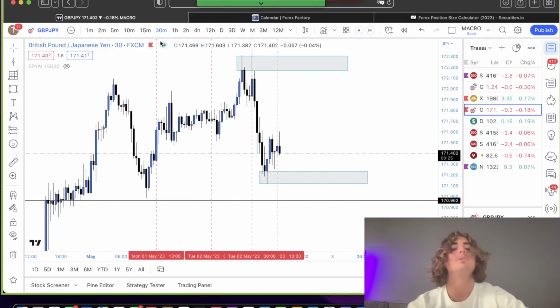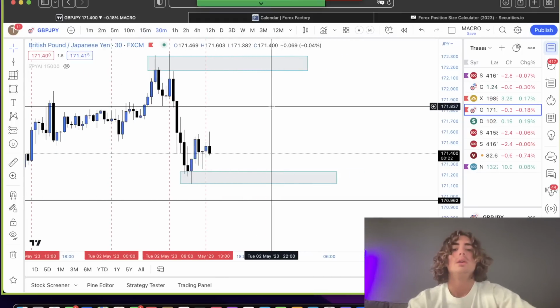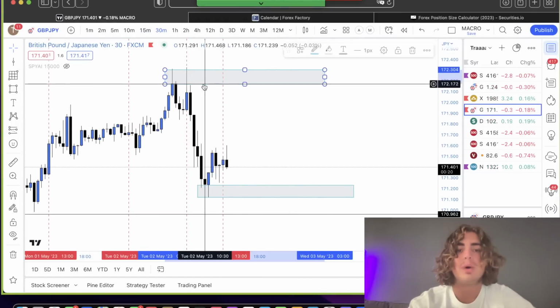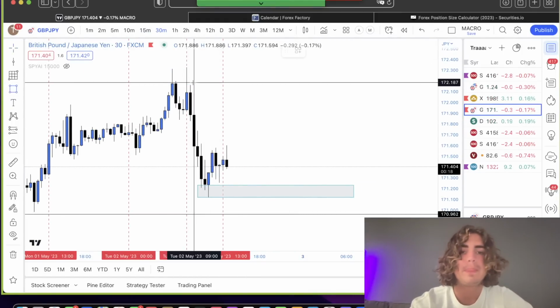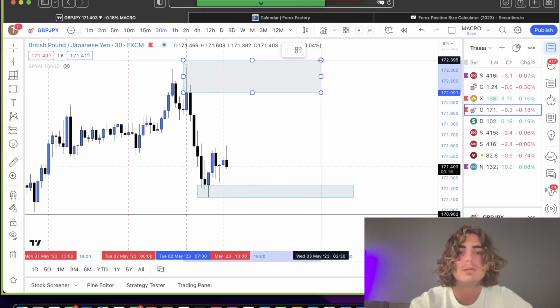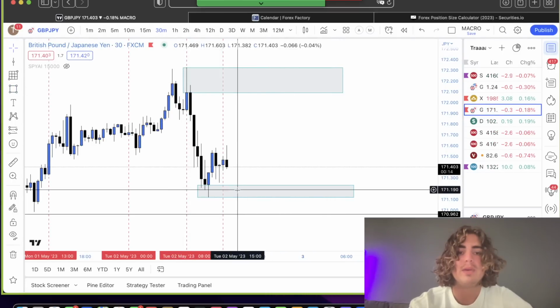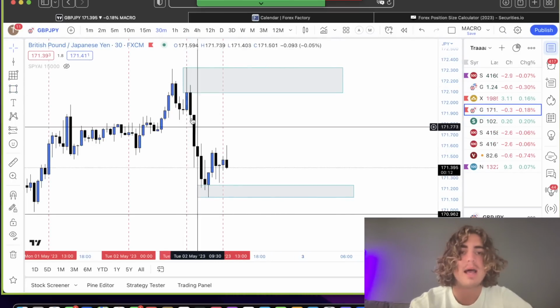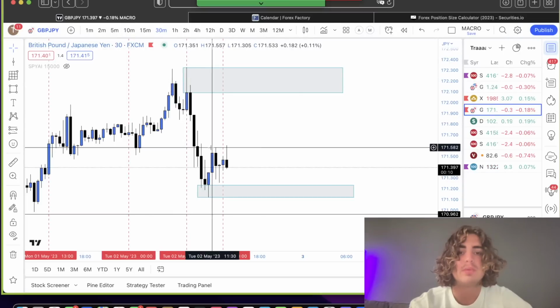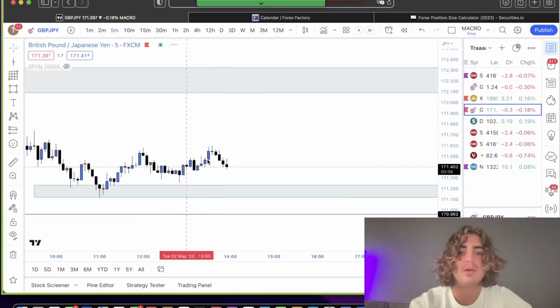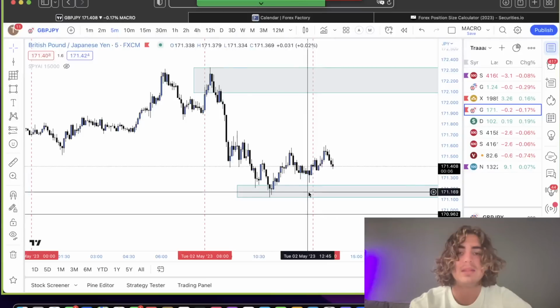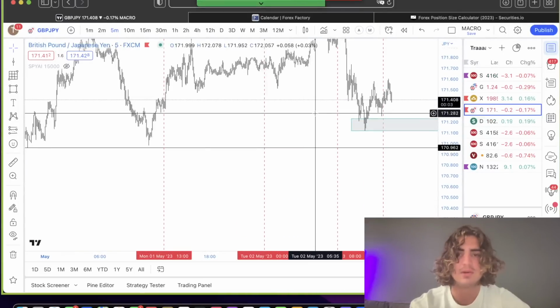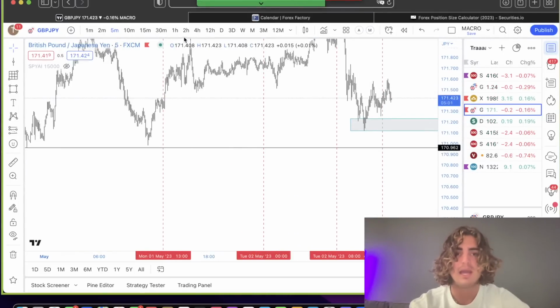But yeah, that's what I see for GJ. Let me adjust this box so it's on the London high now. Okay, we have this London low, we have this London high. It does look like we just took out this high, and we're probably going to rally down to this low. I'm very interested to see what it wants to do at this low and at this area.